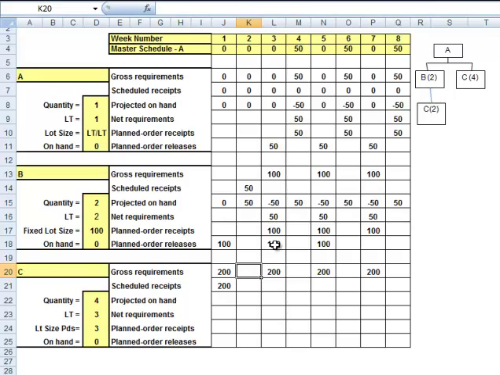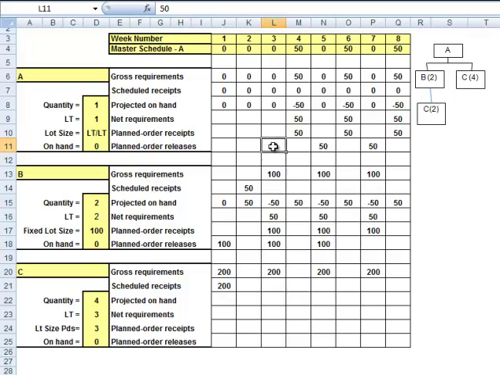I have another 100 B's that are required in time period 3. So I need another 200 C's in order to begin those 100. But I already have a requirement for 200 C's in the same time period. That 200 here was the result of the 50 A's that were needed. So therefore, my total demand for part C in the 3rd time period is the sum of these two.